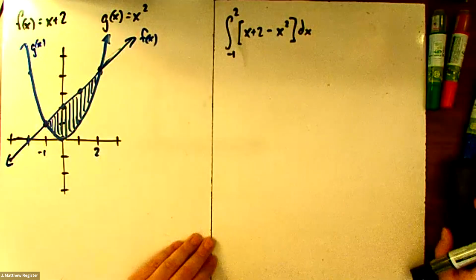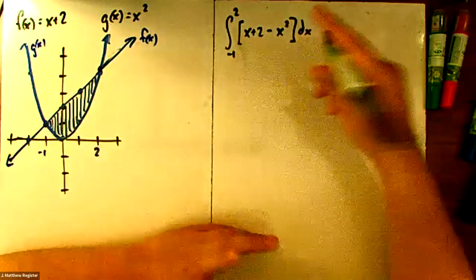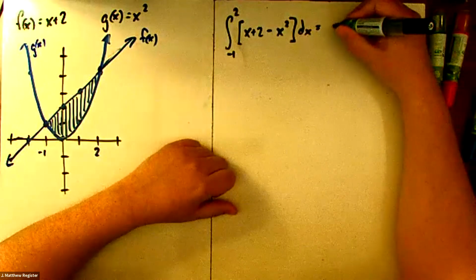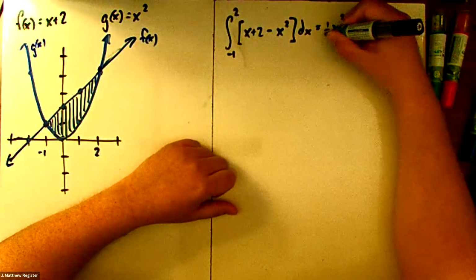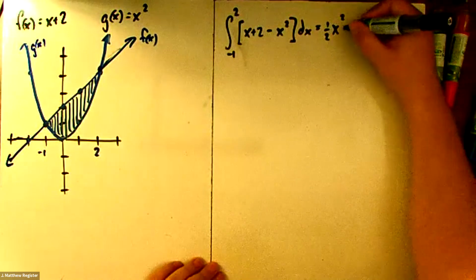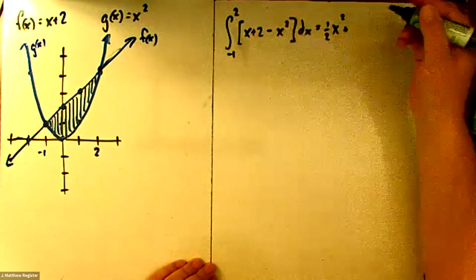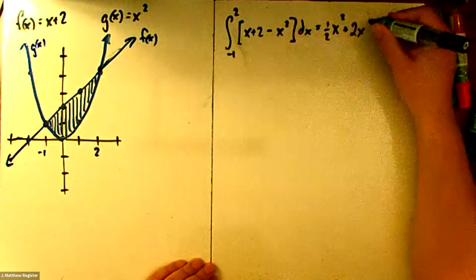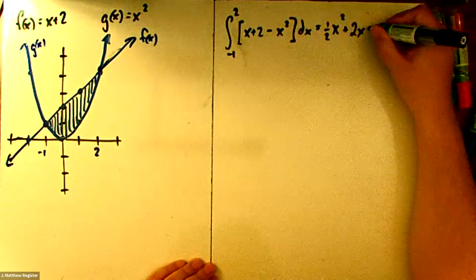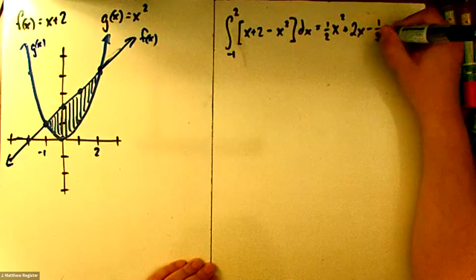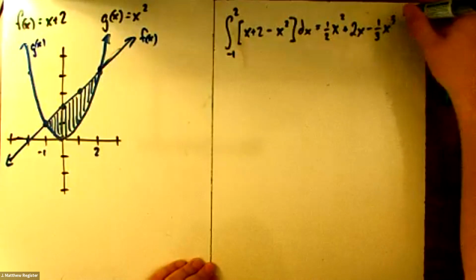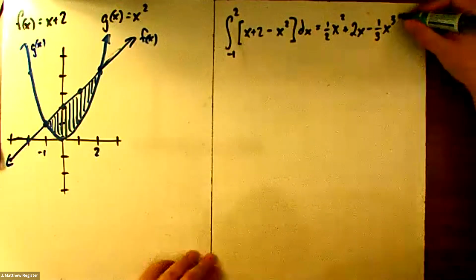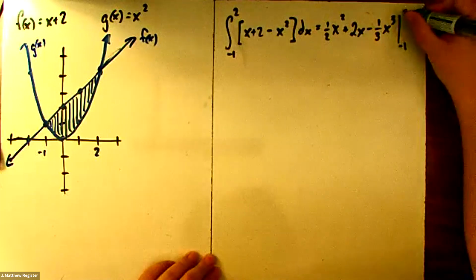And now we just have to integrate. Shouldn't be too bad. Integral of x is going to go to an x squared, and we're going to need a 1/2 out in front. Plus 2 is going to go to 2x. And then the negative x cubed is going to go to a minus 1/3 x to the third. And then we're going to evaluate these at 2 and at -1.